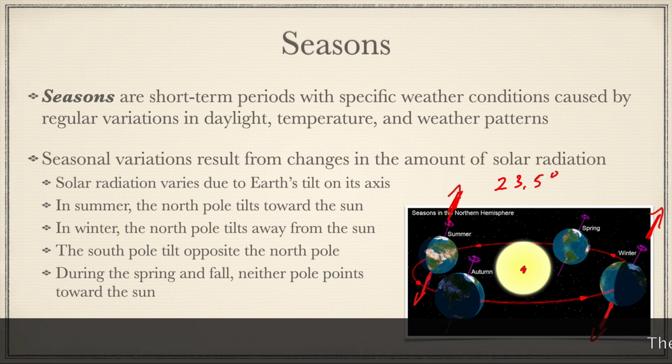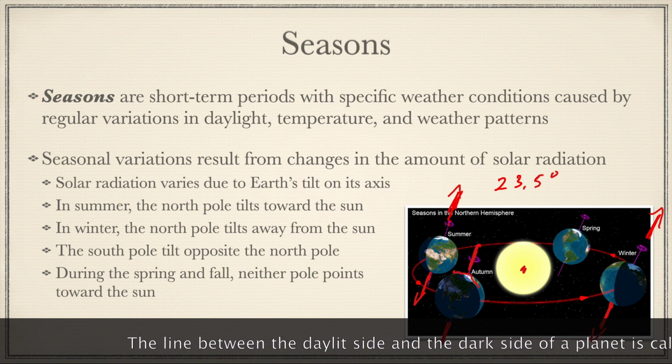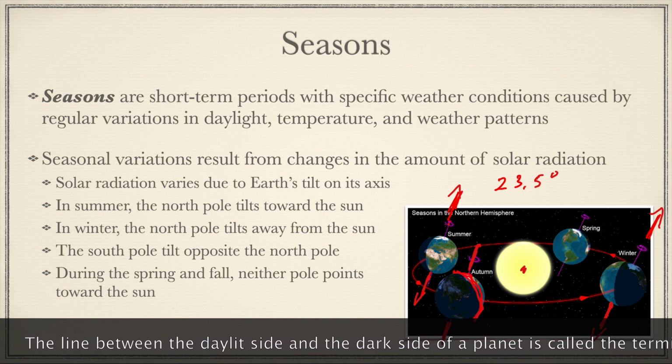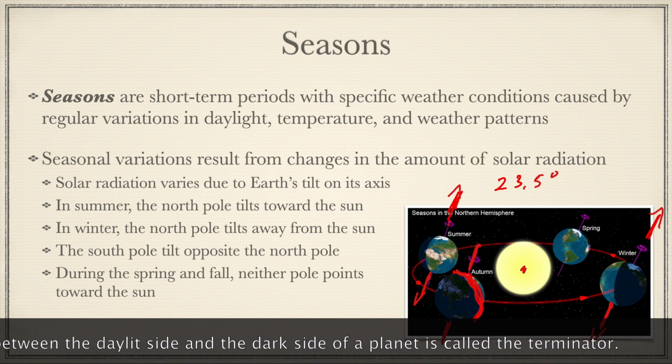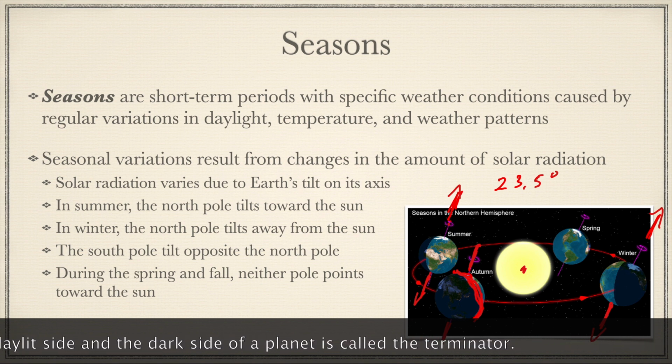Now, during the spring and fall, neither pole points toward the sun. So if we looked at this, these aren't really pointing towards the sun. They're kind of in a plane. The plane of the sun would actually kind of come right around here, as far as where the sun hits the Earth, and those poles would be in line with that.